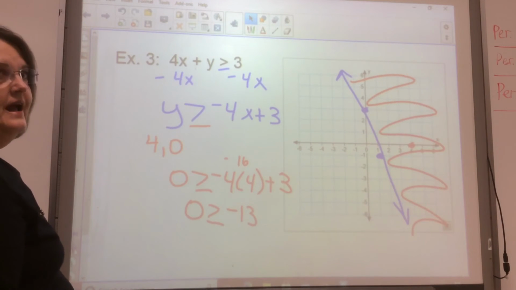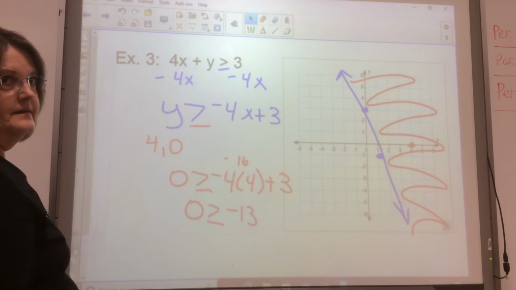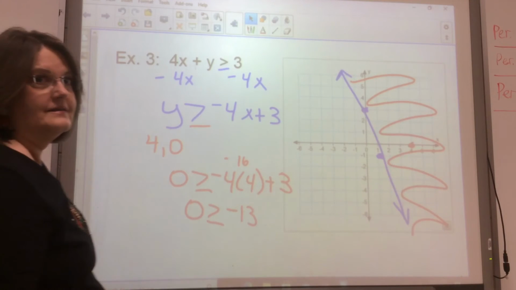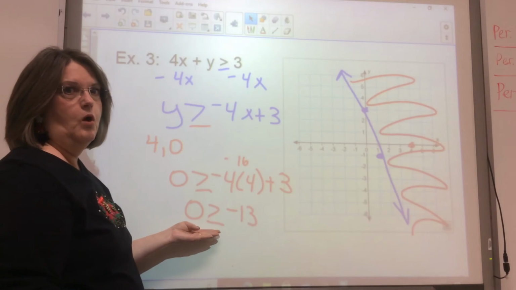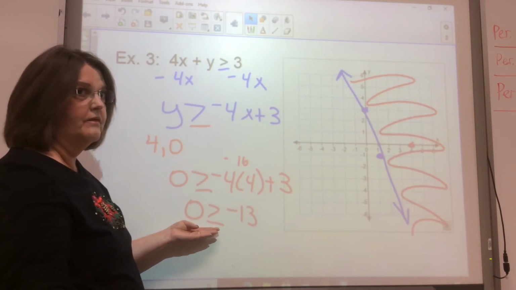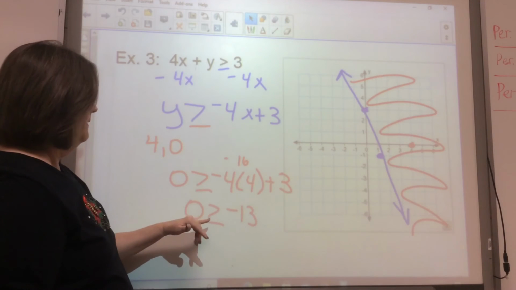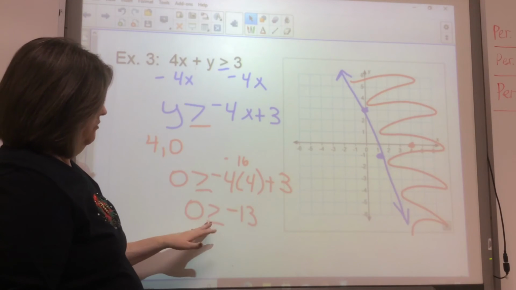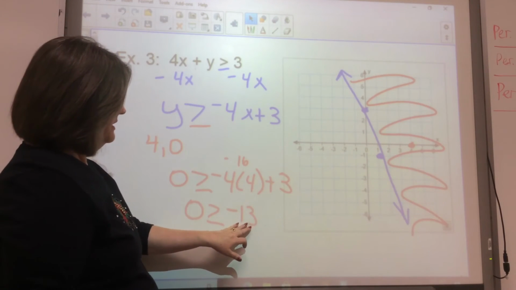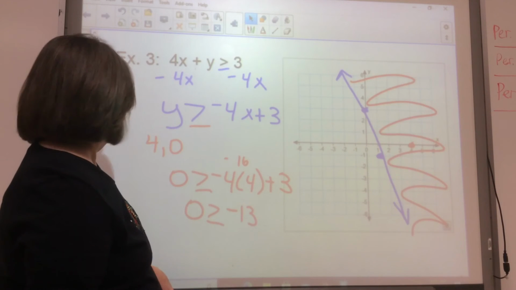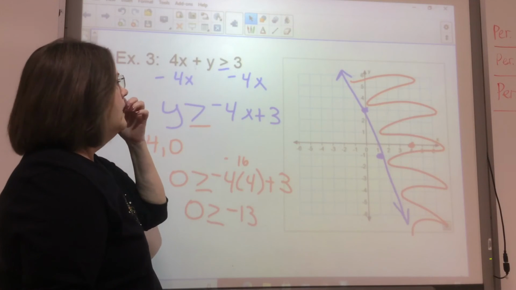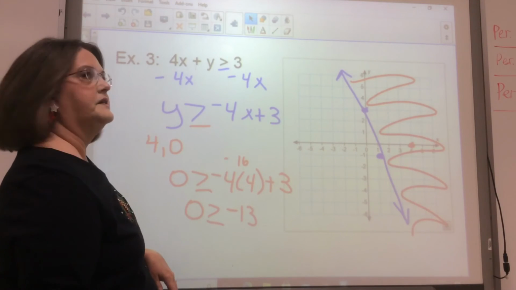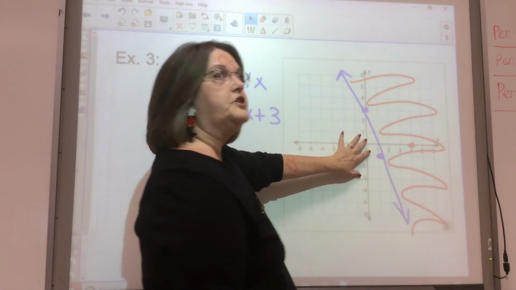Now, everything I've done so far, when I plug in 0, 0, has not been a solution. Be careful thinking that it won't ever be one. This is just the way that my examples turned out. So, is 0 greater than or equal to negative 13? Yes. Yes, it is. That just ticks me off. So it should be shaded on this side.